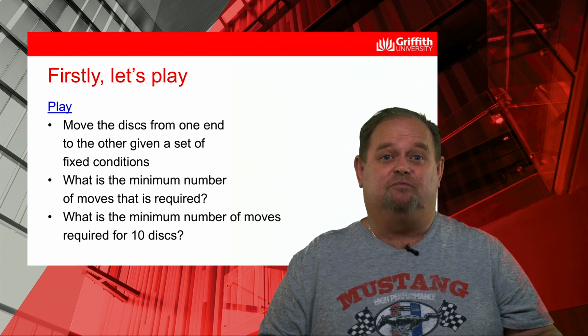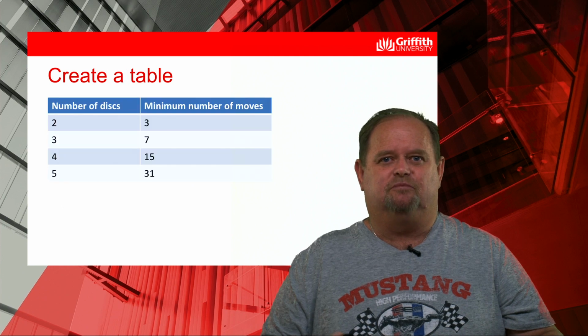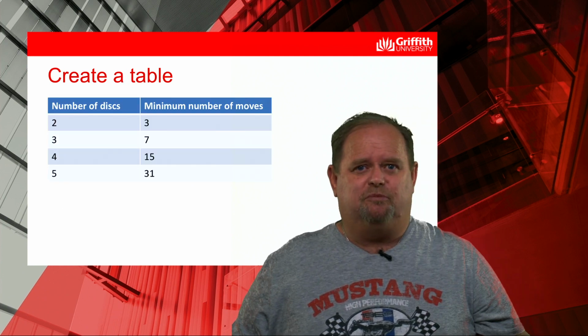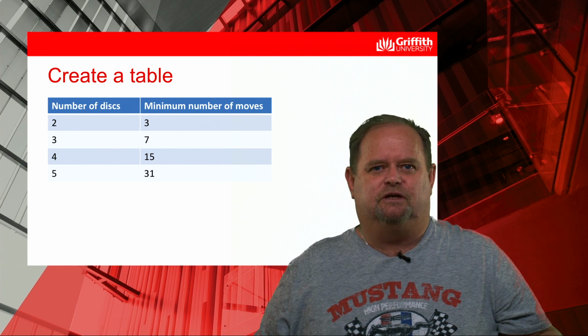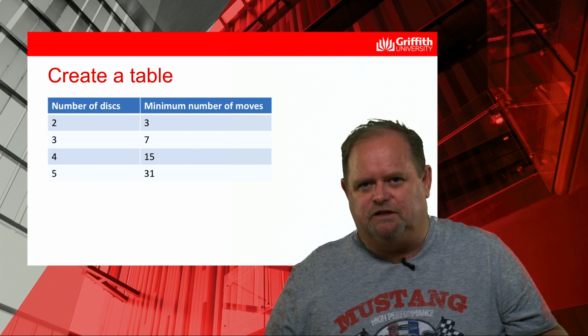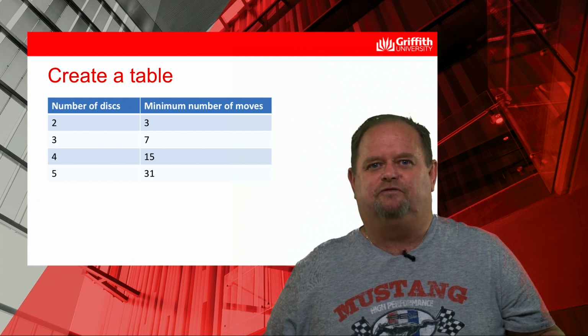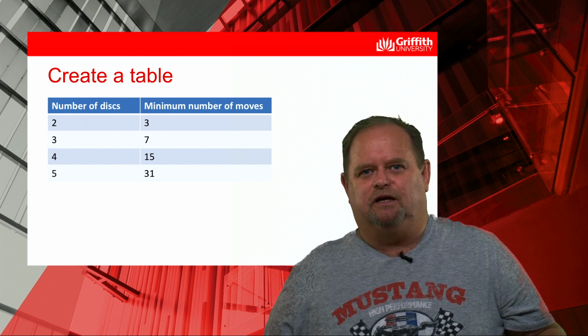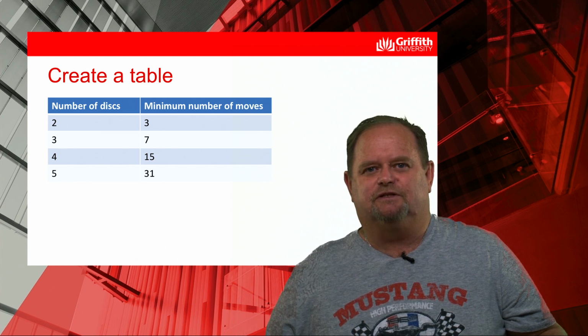First of all, let's simplify it. I think that first step is really important: simplify the problem. So what if there were 2 discs? How would you do that? What's the minimum number of moves? Get the kids to do it. Then 3 discs, get them to move it. Then 4 discs. And if you really need to, 5 discs.